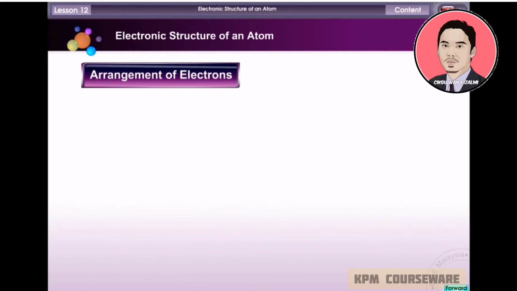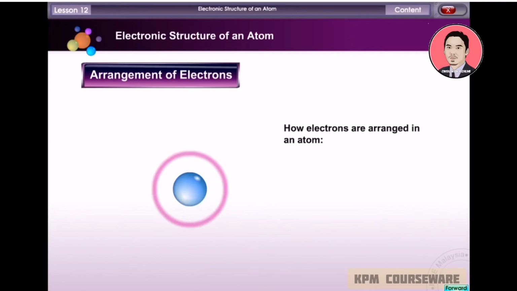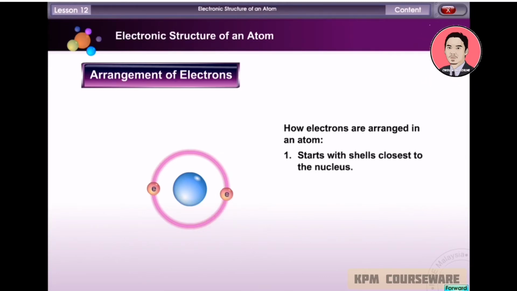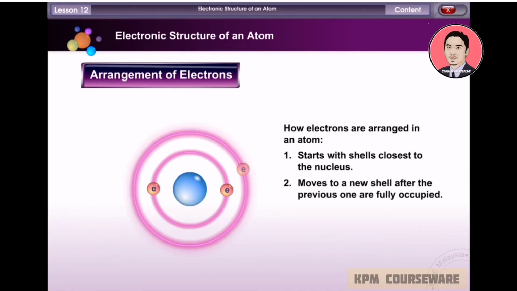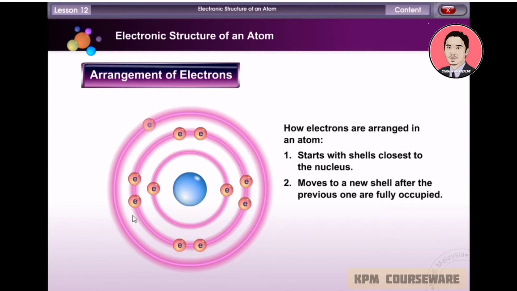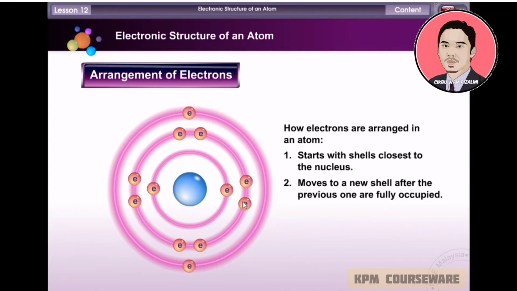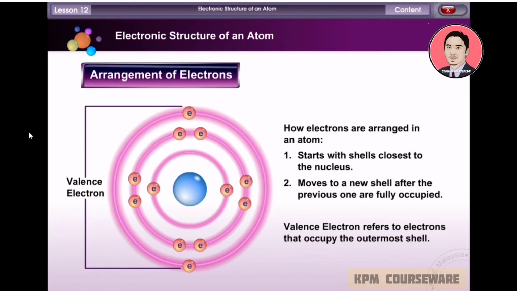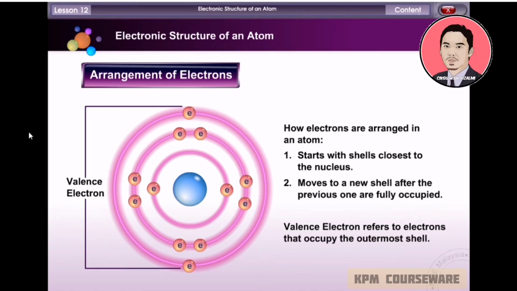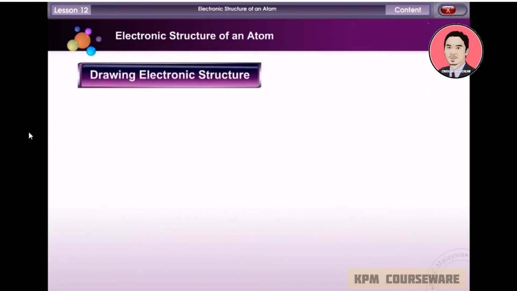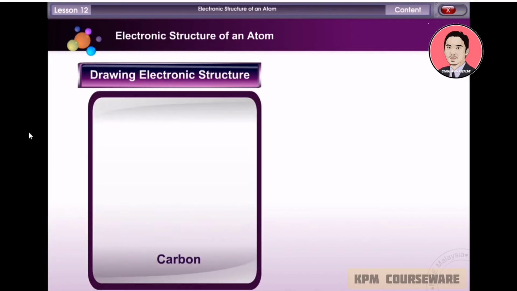Let's look at how electrons are arranged in an atom. Electrons will start to occupy the shells closest to the nucleus. Electrons will then occupy a new shell only after the previous one is fully occupied. Electrons occupying the outermost shell are known as valence electrons. Now, how do we draw the electronic structure of an element? We'll take carbon as an example. Are you ready? Let's begin.